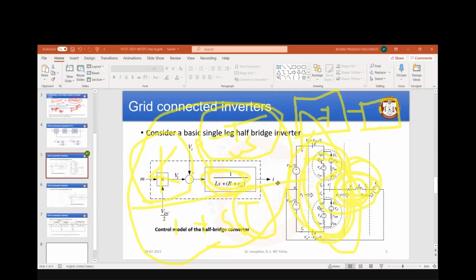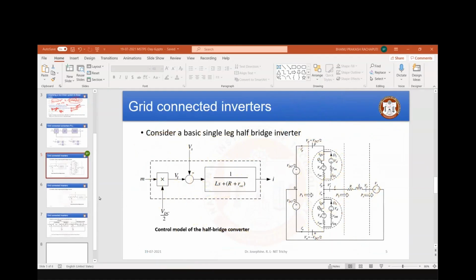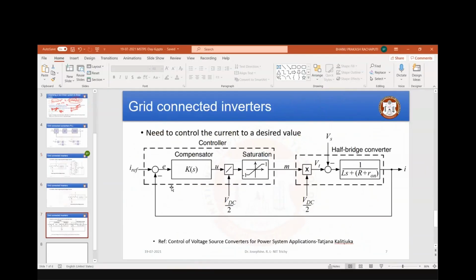If it is a current control mode, this is called current control mode. Here I am giving I reference and I'm getting the output. But some people will sense output voltage and compare the output voltage in voltage control mode. So there are two things.